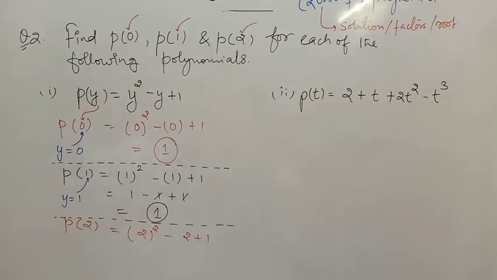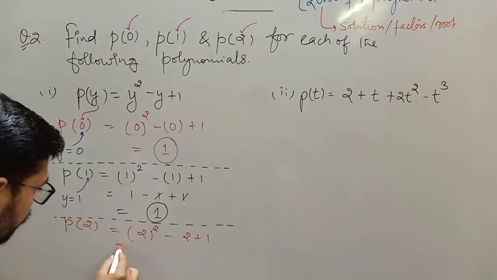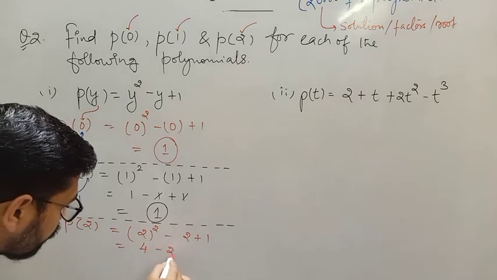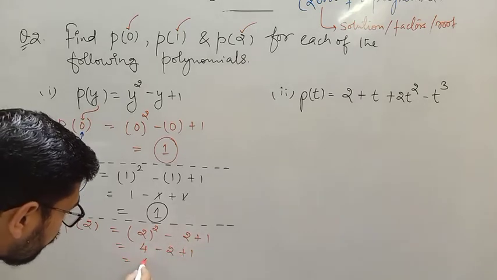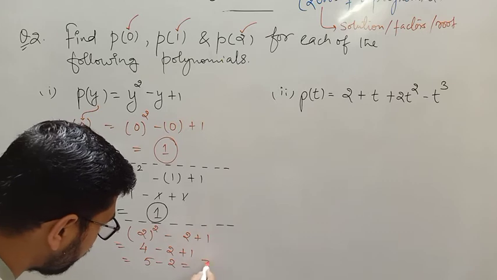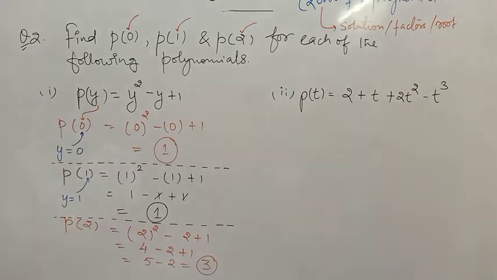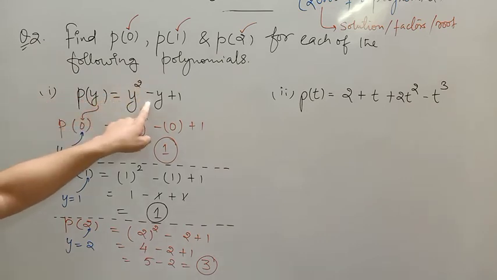So p is equal to 2, that means y is equal to 2. So 2 2s are 4 minus 2 plus 1. So 5 minus 2 is equal to 3. Alright. So p of y is equal to y square minus y plus 1.